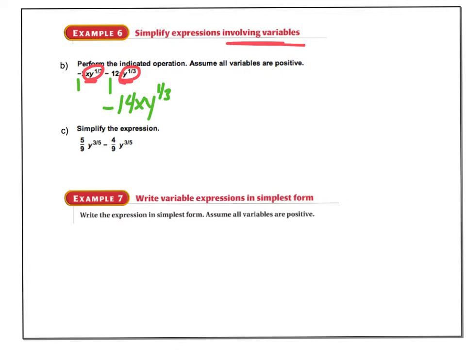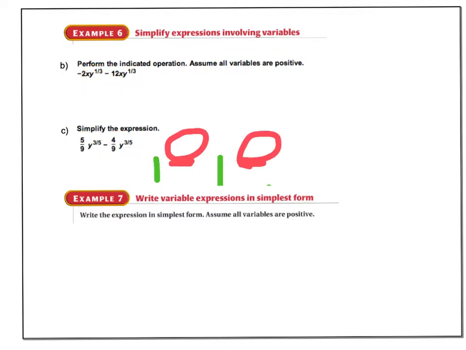Letter C, same idea, not a big deal. You have the same radical parts technically, y to the 3/5 power, so you can just combine the exponents, which is 5/9 minus 4/9. You could write this out like this, you don't have to, but it's 5/9 minus 4/9, and then it's just times y to the 3/5. Using your knowledge of fractions, you take 5 minus 4 and end up with 1/9 and rewrite down y to the power of 3/5.